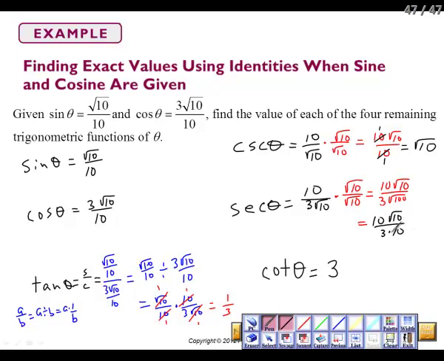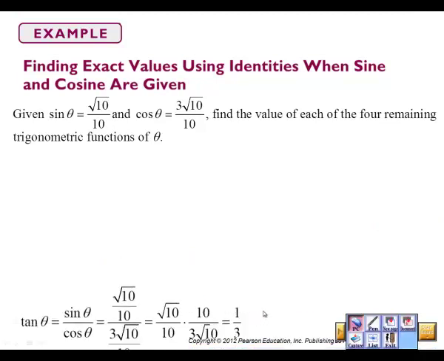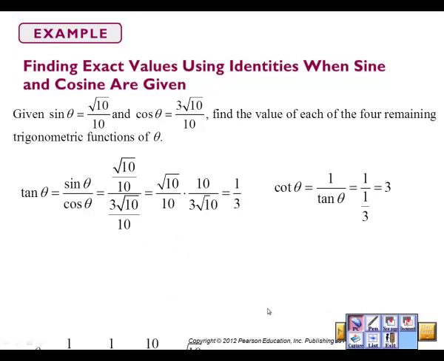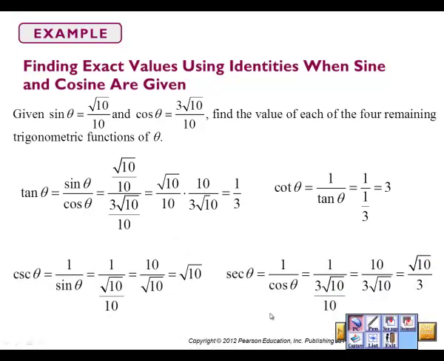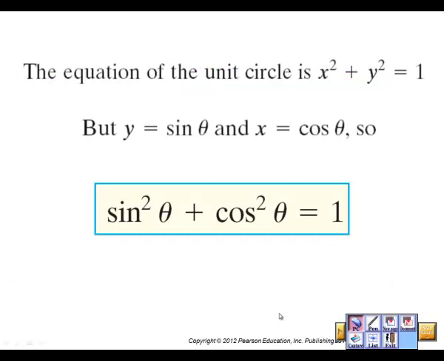Well, the 10s here can cancel, right? 10 can go into 10. We don't even have to multiply. We can just simplify the factors of what we have in the denominator. And so we end up with square root of 10 over 3. And so that's the value for secant. Okay, and so that's what we did here. We got tangent is 1/3, cotangent is 3, cosecant is square root of 10, and so on.